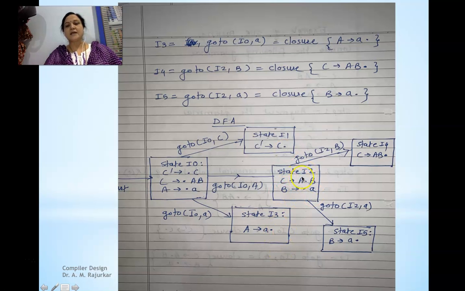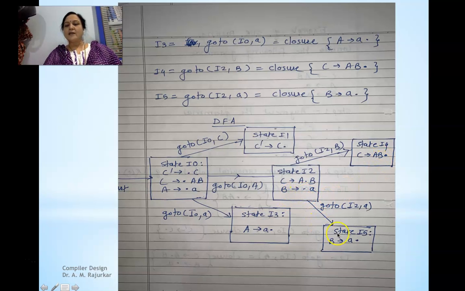But from this state I can get further states. So in I2 I am having a production C tends to A dot B. So by shifting this dot I can get a new state, that is I4. So the content of I4 are C tends to AB dot after shifting the dot. Now after the dot nothing is there, so I cannot further extend I4.